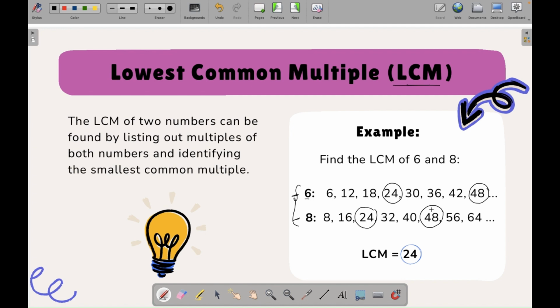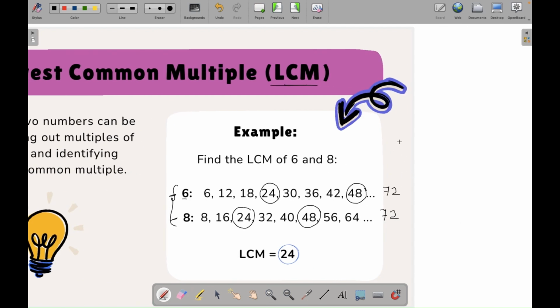Right. Similarly, we have to go on and on. So there will be another multiple called 72. 72 comes in the table of 6, and 72 comes in the table of 8 as well. Right. So if I have to write the common multiples of 6 and 8, they are 24, 48, 72, and so on. It will go on, right? Because they'll have a lot of common multiples. Now, we understood what common multiples mean.